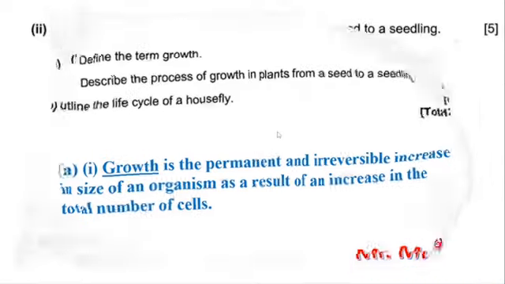So I now move on to our second question. Here we come to question A, Roman numeral 2. The question reads, describe the process of growth in plants from a seed to a seedling. They want us to describe the process of growth in plants from a seed to a seedling. This question was carrying 5 marks. Remember, these are essay questions. You need to write your answer in essay form. That's how you are going to score the marks.